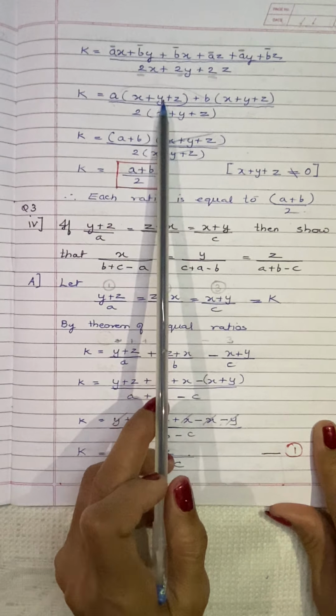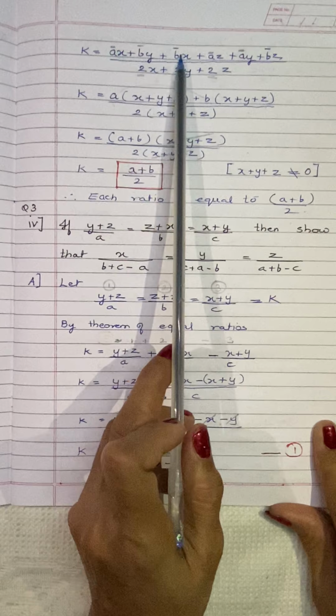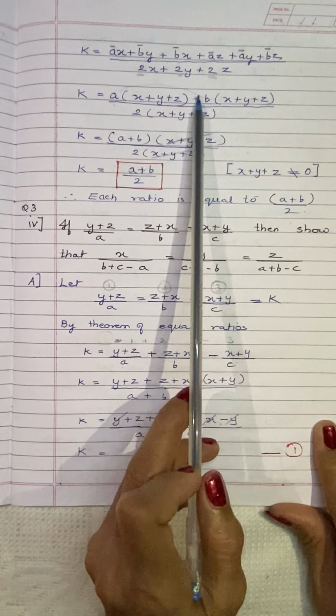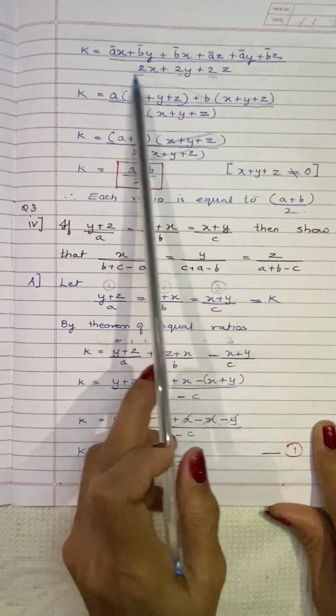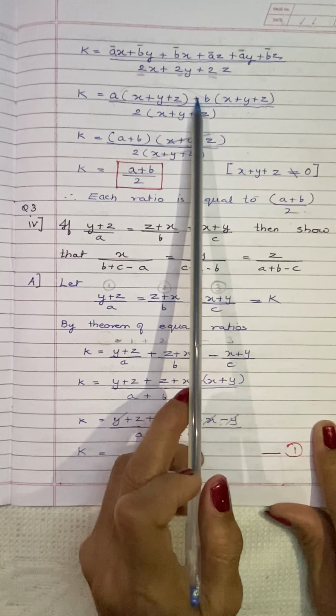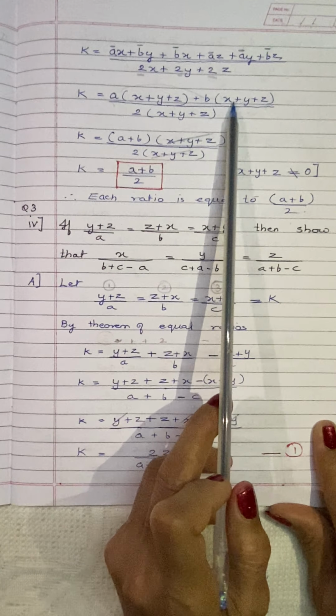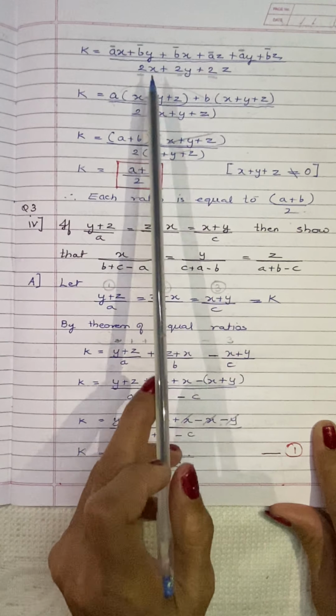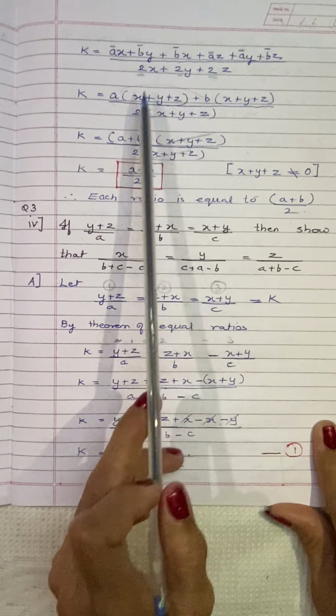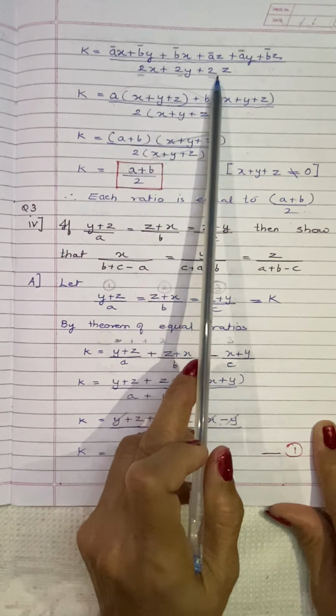Now the next expression here, the term b and b. So b will be the common factor, plus. Here you don't have to worry about the sign, all are positive, so everywhere we will write plus b. And again leftover terms inside the bracket, x plus y plus z. Now in the denominator 2 will be the common factor outside the bracket, and leftover terms inside the bracket, x, y and z.